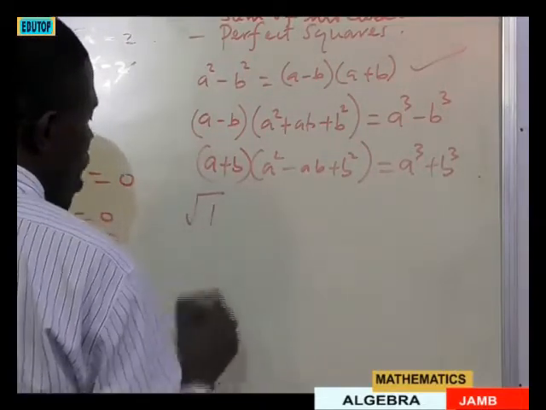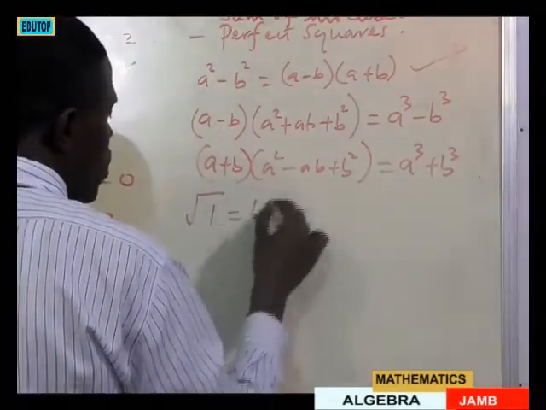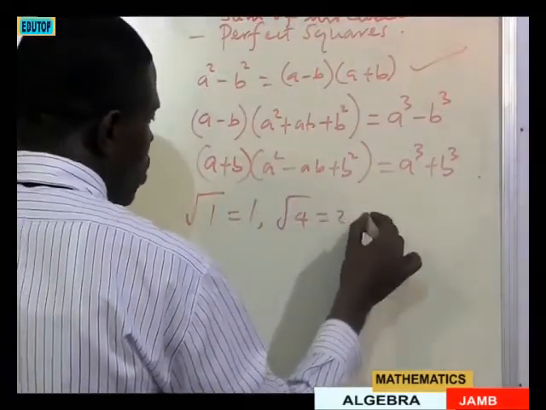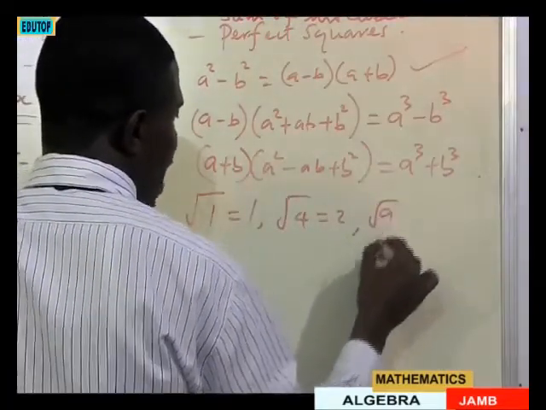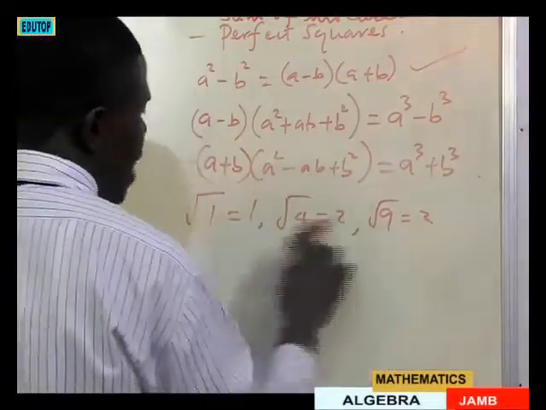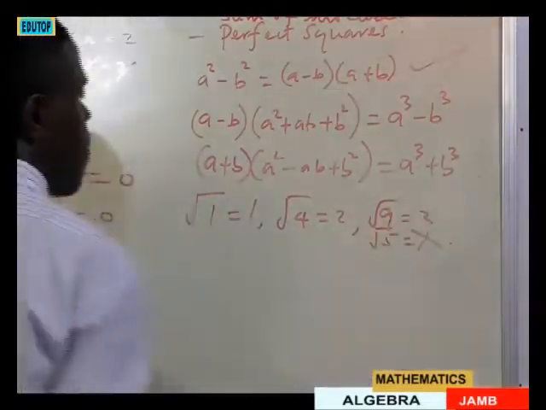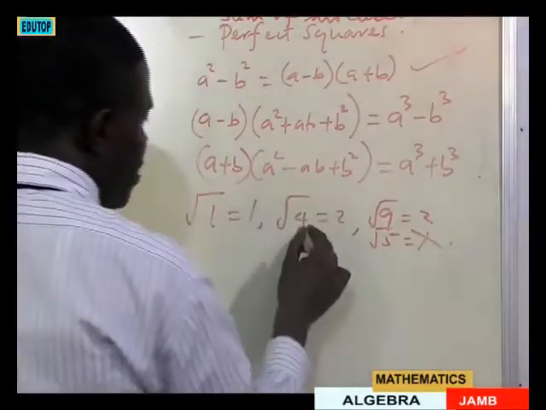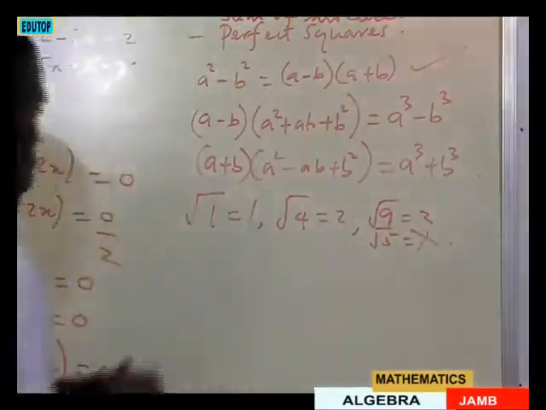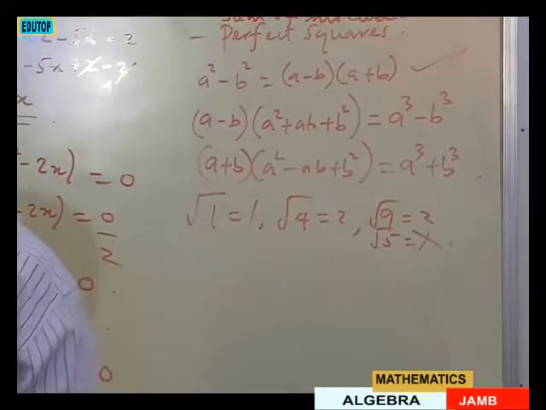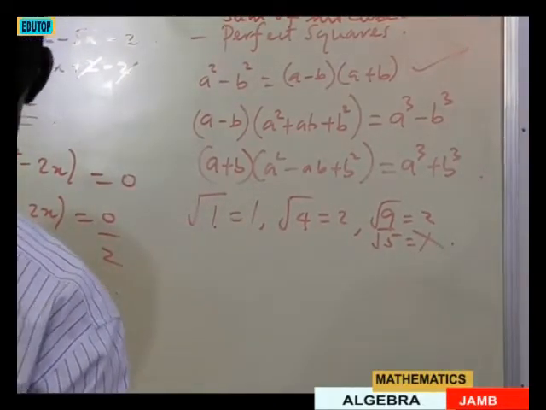Example, 1 squared. Square root of 1 is 1. Square root of 4 is 2. Square root of 9 is 3. So these numbers are perfect squares. But square root of 5 will definitely be a decimal, so it is not a perfect square. This is a perfect square. This is a perfect square. This is a perfect square. So on this note, the question 3 asks us to simplify.